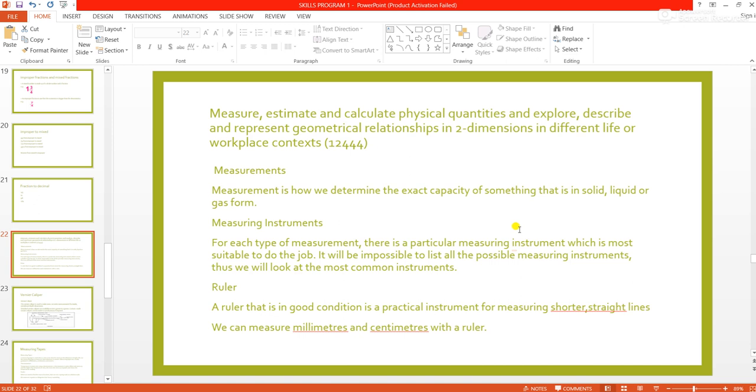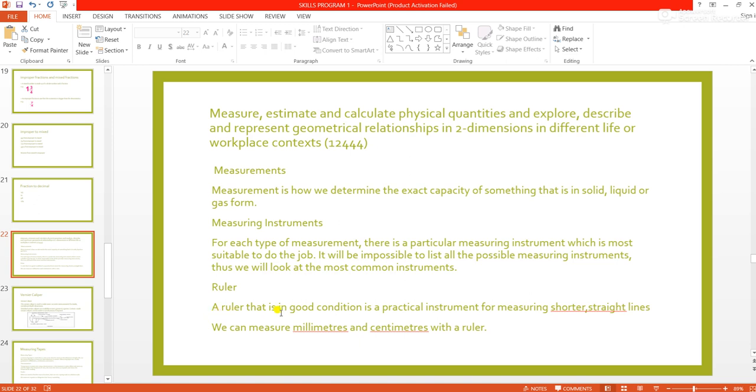So you also have measuring instruments. For each type of measurement, there is a particular measuring instrument which is most suitable to do the job. It will be impossible to list all the possible measuring instruments. Thus, we'll look at the most common instruments. First, we have a ruler. We are familiarized with what a ruler is.